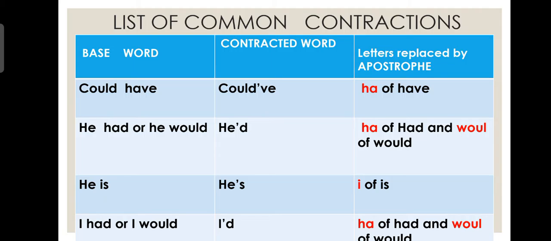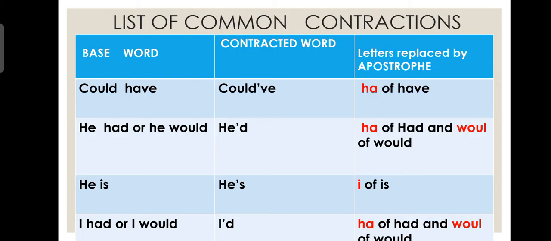Next is he is. For he is, the contracted form is he's. We pronounce it as "his." And what have we removed from here? He remains as it is. We have removed the letter I from is, and this letter I is replaced by the apostrophe to make it a contraction.